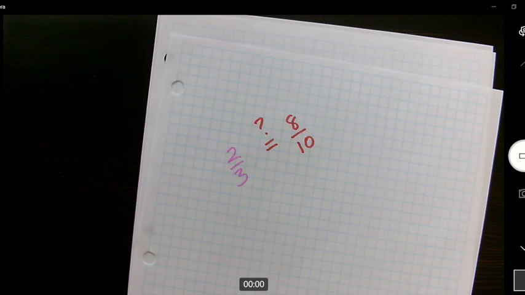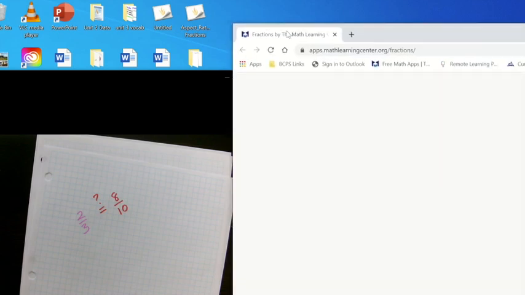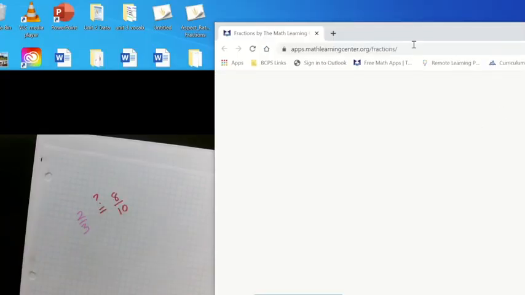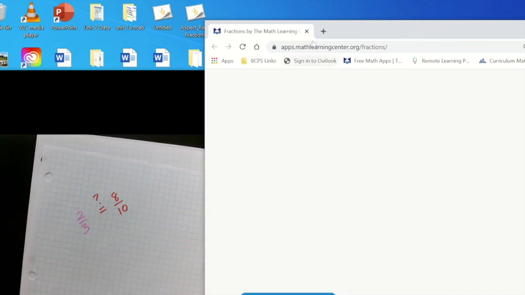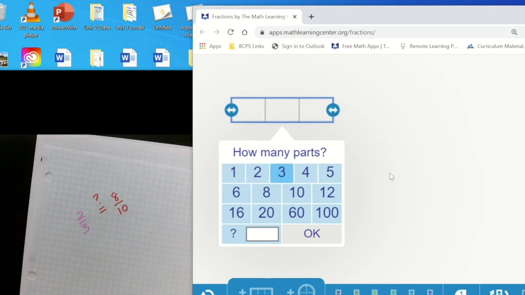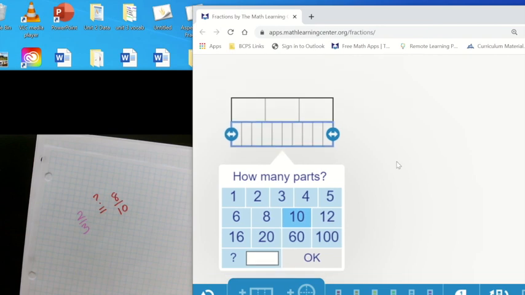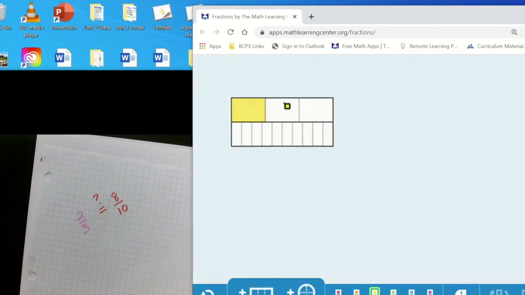All right, so we're trying to compare 2/3 and 8/10. So I'm going to pull this up. I'm going to minimize it so we can see both. All right, is 2/3 equal to 8/10? I'm going to use my little fraction bar, and I'm going to make my thirds, and I'm going to make my tenths. Okay, I'm going to shade in 2/3, pick a color, and I'm going to switch the color for my 8/10. 1, 2, 3, 4, 5, 6, 7, 8. Notice they are close, but they are not equivalent.